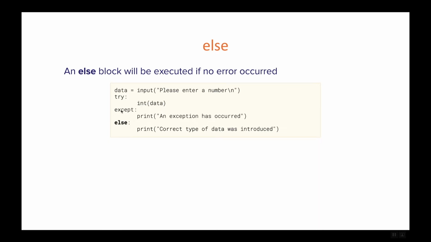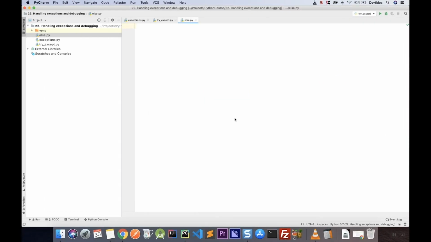If an exception occurs, we intercept it, else we can print "correct type of data was introduced." Okay, so it allows us to provide some functionality in case no error happened. So let's try that out in our code.